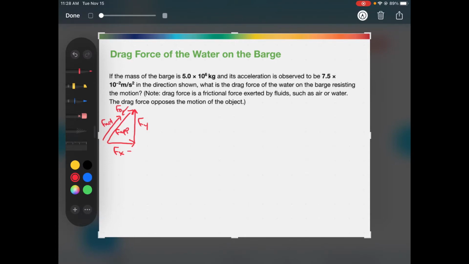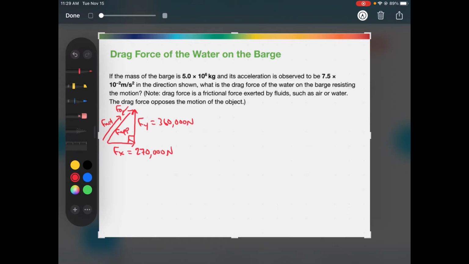So Fx and Fy we already know, we got from that first slide. That's 270,000 and 360,000. And also on this slide it does tell us the acceleration and the mass that the barge is moving with, which is going to help us with the net force part of it. So let's go ahead and figure out what the applied force is first. Once we do that, we can then focus this as if it were just a one-dimensional force problem.